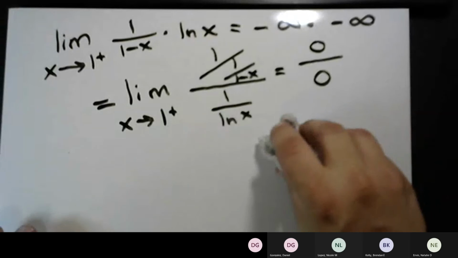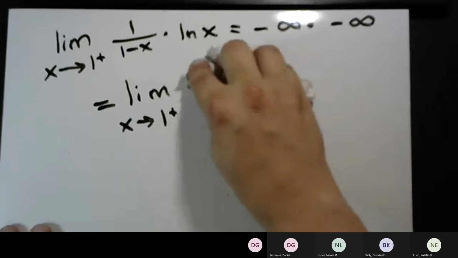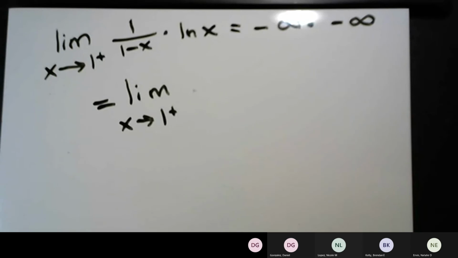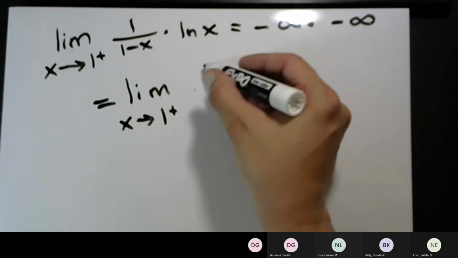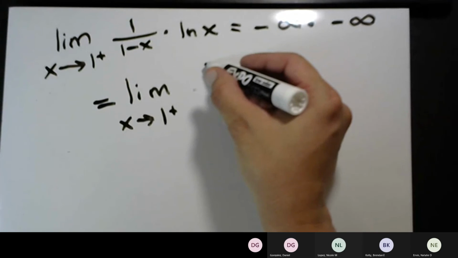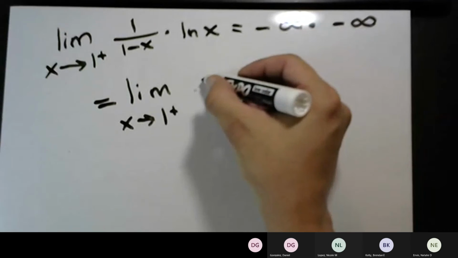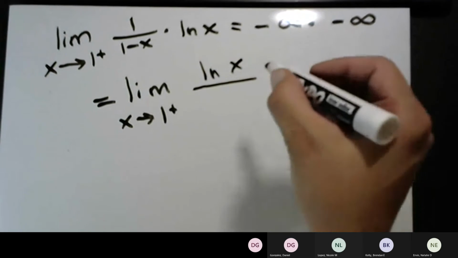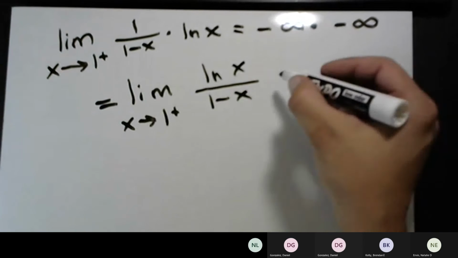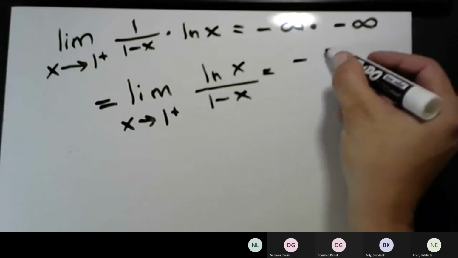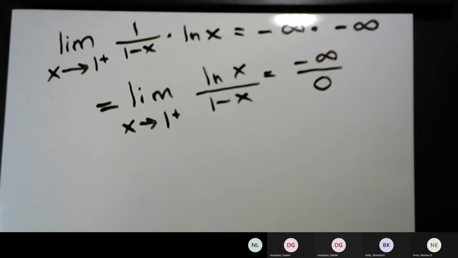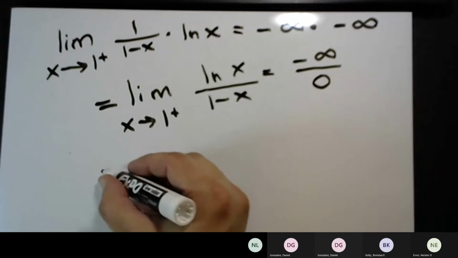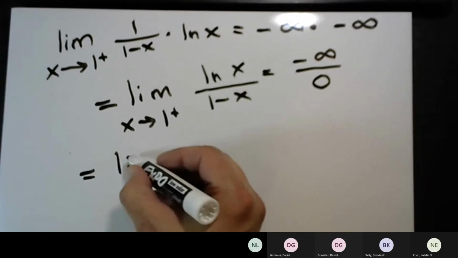Let me check something here real quick. Let me see, I can do this instead. For just a moment, we can go ln of x over 1 minus x. So that's going to be negative infinity over 0. And we could treat this... we need to make this a little different.